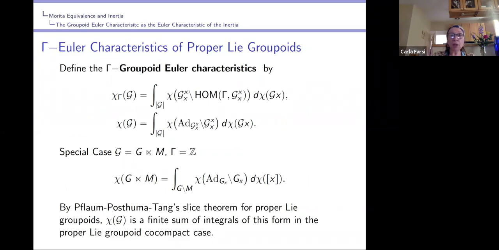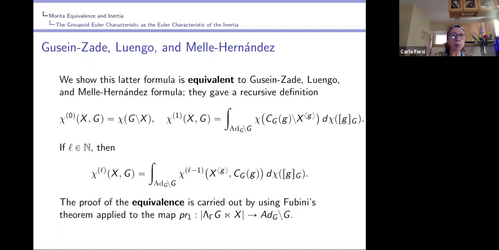Okay, this is just a reiteration of the Euler characteristic of proper Lie groupoids. I could give here the formula of Gusein-Zade, Luengo, and Melle-Hernández. It looks different. That's why our result, that those two Euler characteristics are the same, is one of the two main results of the paper. I mean, maybe the three main results.